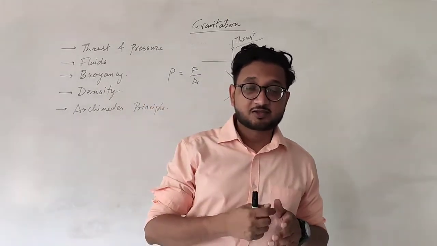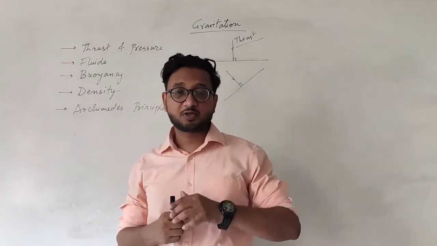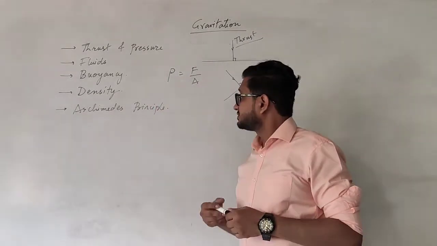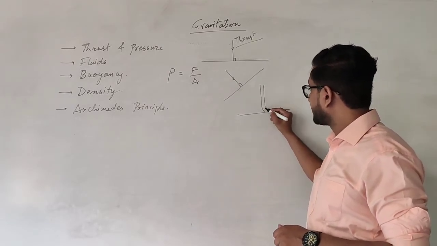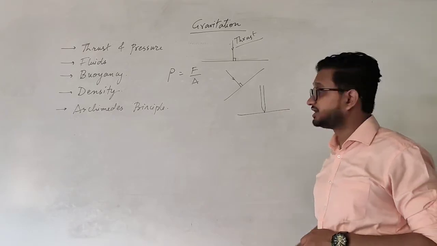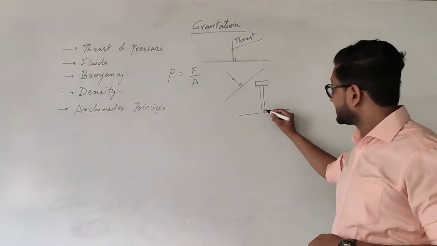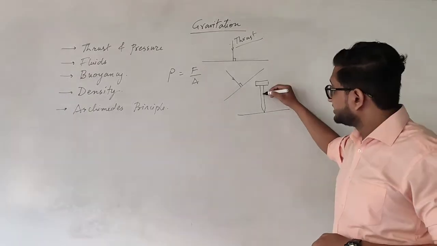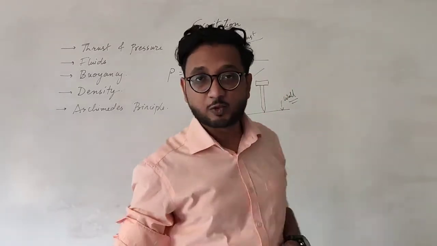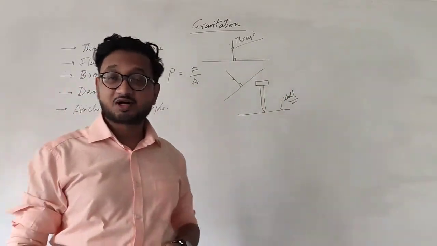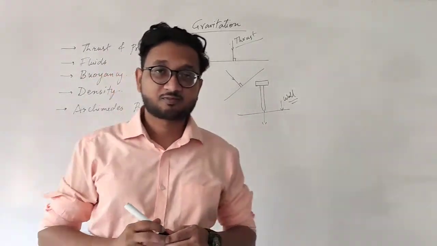If it is blunt, the nail bends, but it does not go inside the wall. So we require the point to be a very small area, so the pressure on the wall is more. If the area of contact is less, for example, this is our nail and we are hammering it, the area of contact of the nail on the wall is very small. When we apply the force, the pressure on the wall is much more, and that is why the nail goes inside the wall.